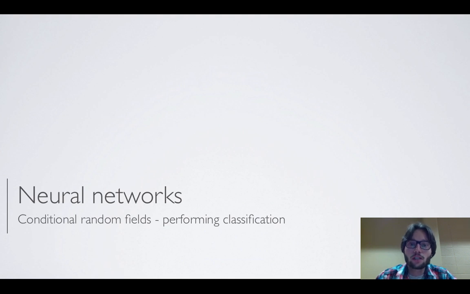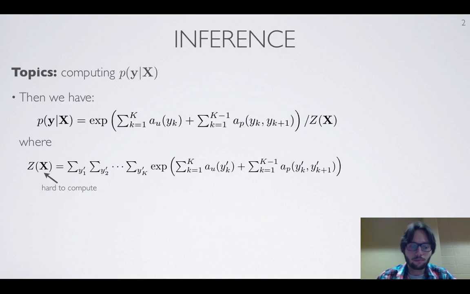In this video, we'll see how we can perform sequence classification in a linear chain conditional random field. So far, we've seen how to compute the joint probability of a whole sequence of labels given an input sequence. In particular, we've seen how to compute this nasty partition function using dynamic programming.